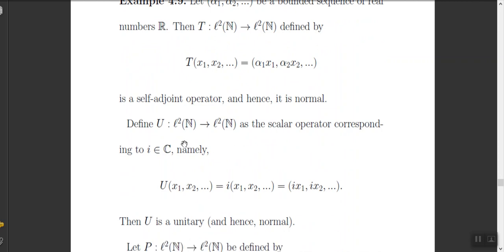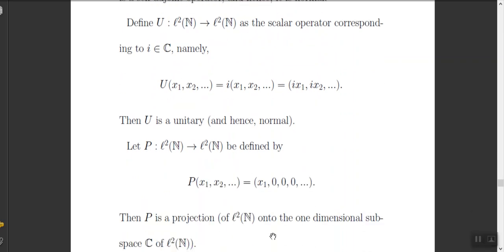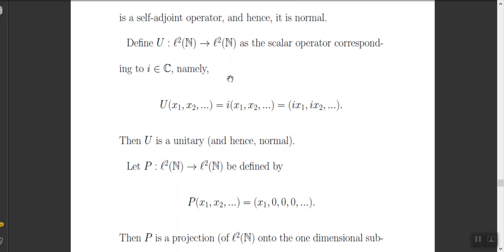Next example. Okay, look at this example. U is defined to be a scalar operator on L2 corresponding to this scalar i. Okay, it means U maps every x to i x, a scalar multiple of x. So U is kind of a scalar operator that we talked about. So we claim that U is a unitary operator and therefore normal.